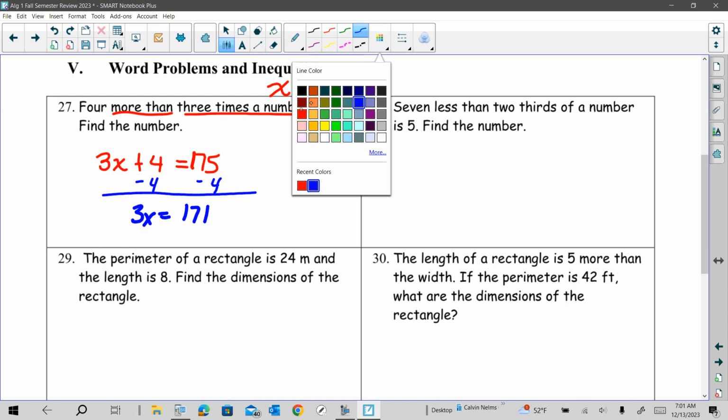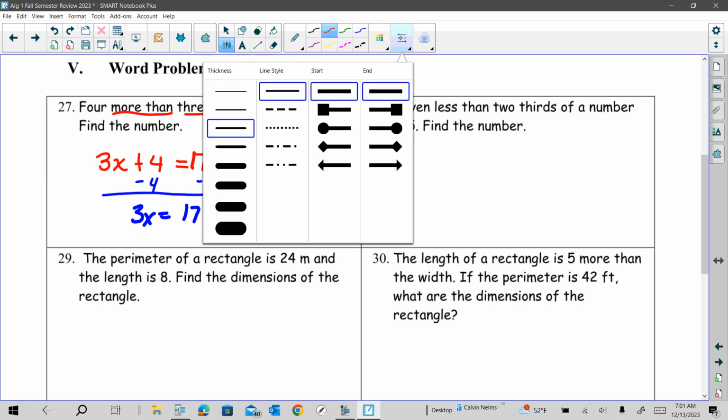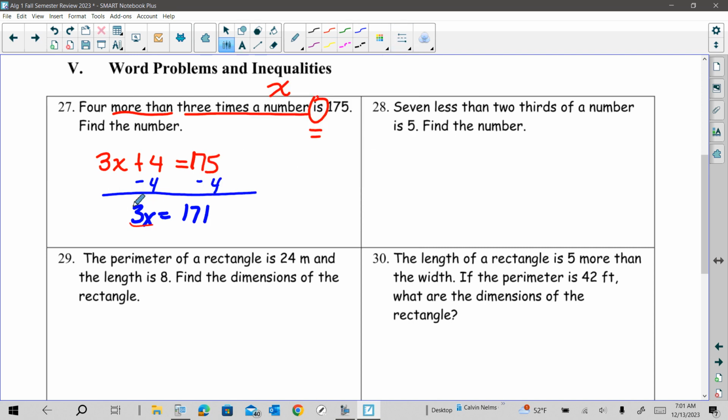On both sides, divide by always the number in front of x. That's the coefficient. And so our answer is, oops, I think it's a decimal. No, it's not a decimal. I forgot. 57.